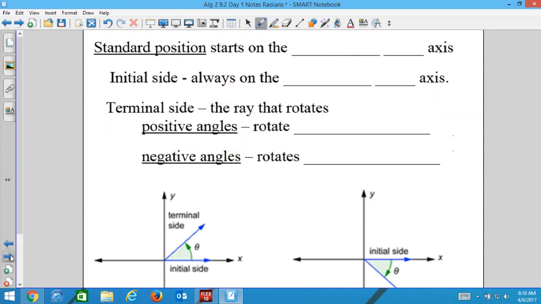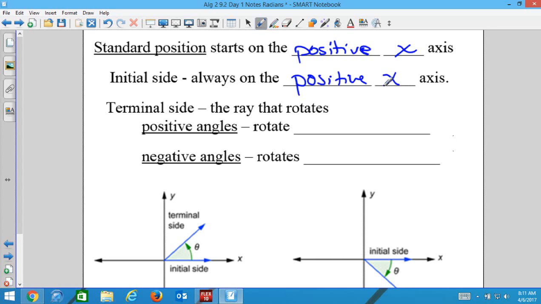All right. So standard position starts on the positive x-axis. The initial side is always on the positive x-axis. The terminal side is the ray that rotates.